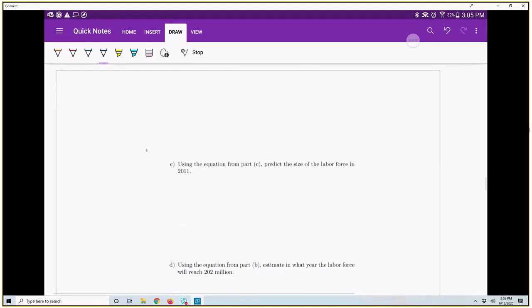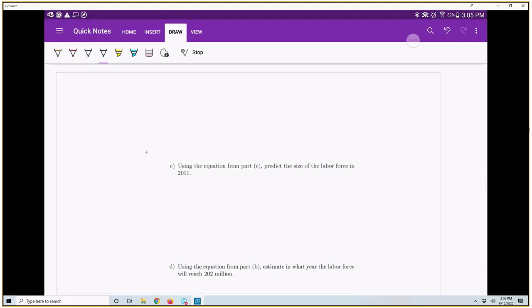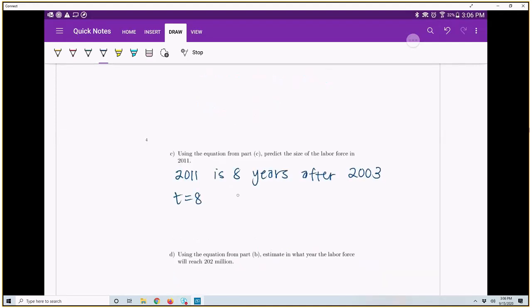So then it says, use the equation from part C to predict the size of the labor force in 2011. Well, first of all, let's note that 2011 is 8 years after 2003. So I want to plug in T equals 8 to my equation. So I have 53 over 30 times 8 plus 151. That should be equal to L.